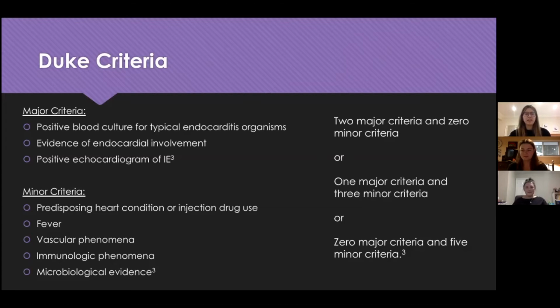The diagnosis for infective endocarditis is based on the modified Duke criteria. This criteria consists of major criteria, which are 1, a positive blood culture for typical endocarditis organisms, 2, evidence of endocardial involvement, and 3, a positive echocardiogram for IE. The minor criteria consist of a predisposing heart condition or injection drug use, fever, vascular phenomena, immunologic phenomena, and microbiological evidence. To be diagnosed with infective endocarditis, you must have 2 major criteria, or 1 major criterion and 3 minor criteria, or 0 major criteria and 5 minor criteria.